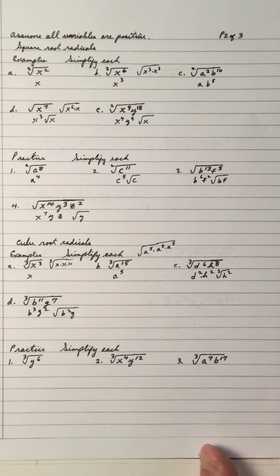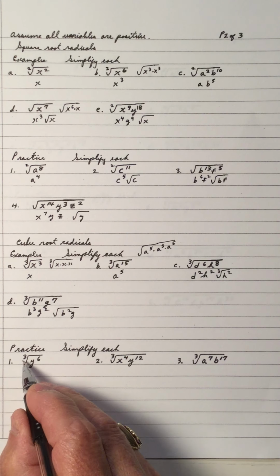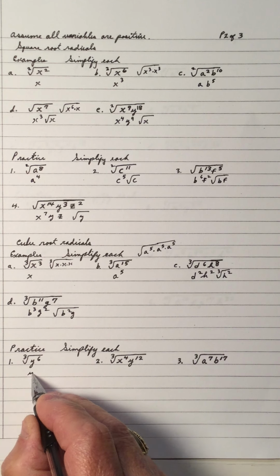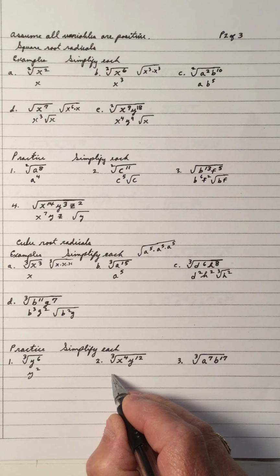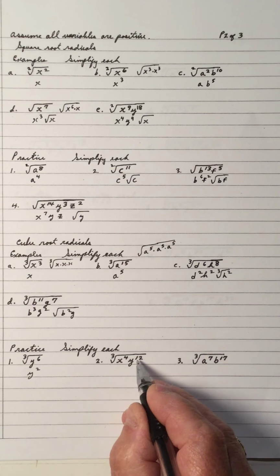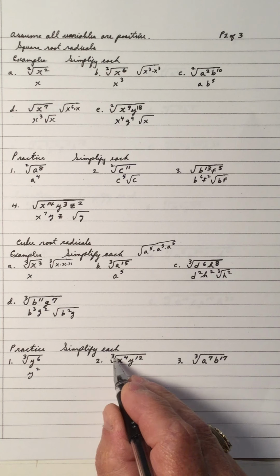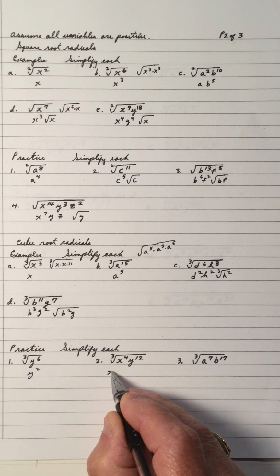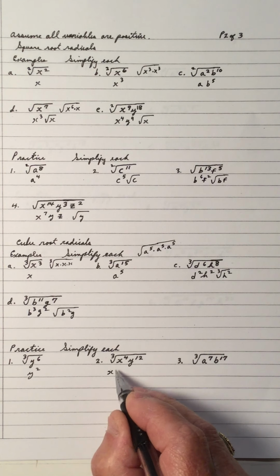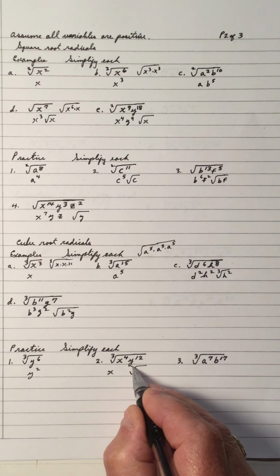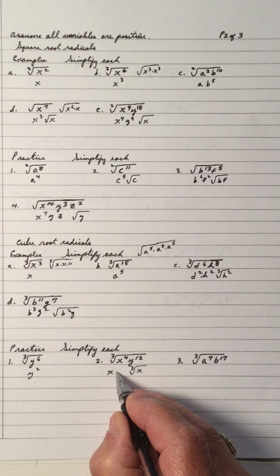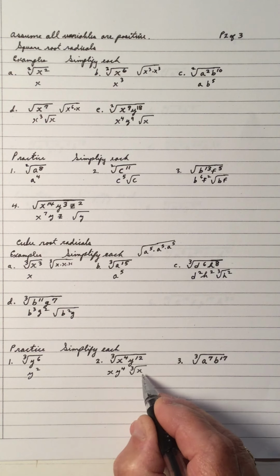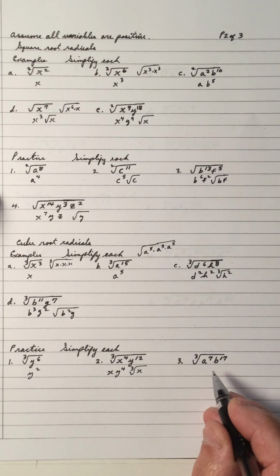And practice. Simplify each. The cube root of y to the 6th is y squared. 6 divided by 3 is 2. And we're doing the cube root again. So 4 divided by 3 is 1, and there's 1 left over. 12 divided by 3 is 4, and there's none left over.